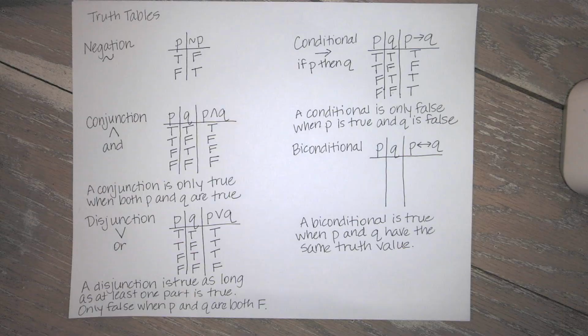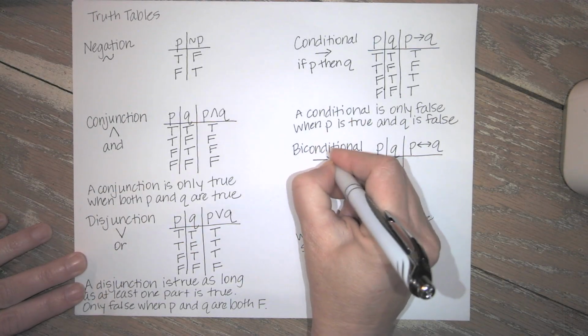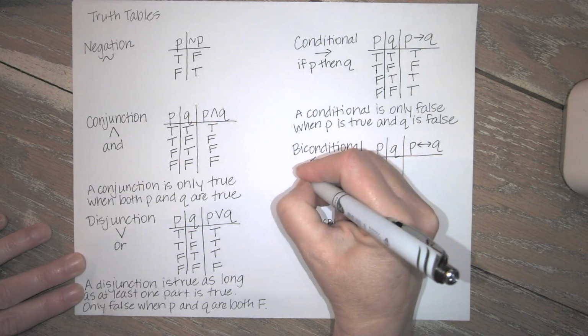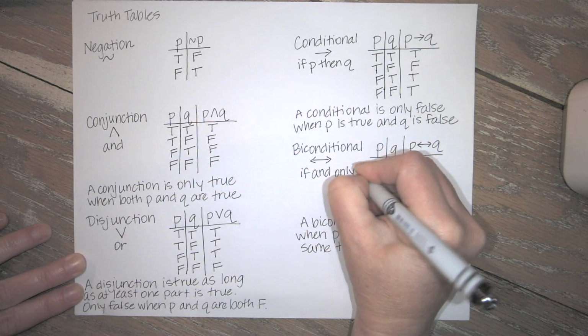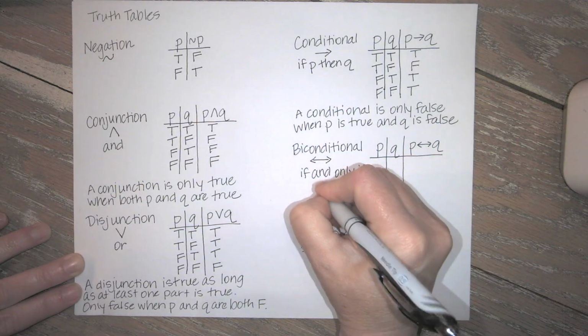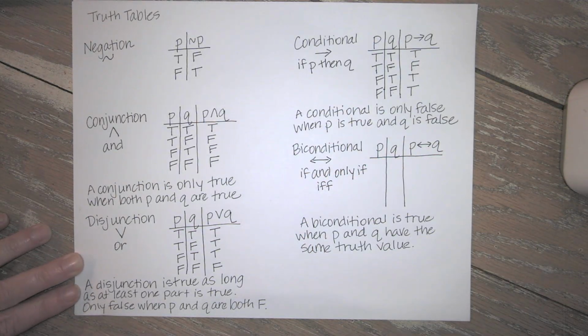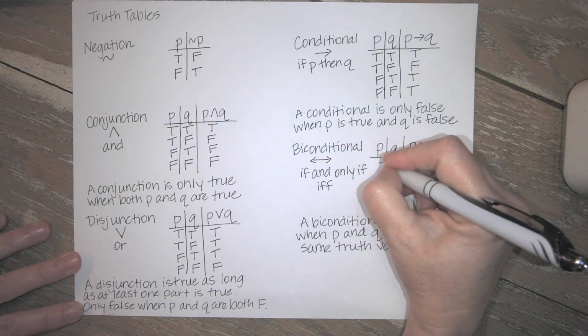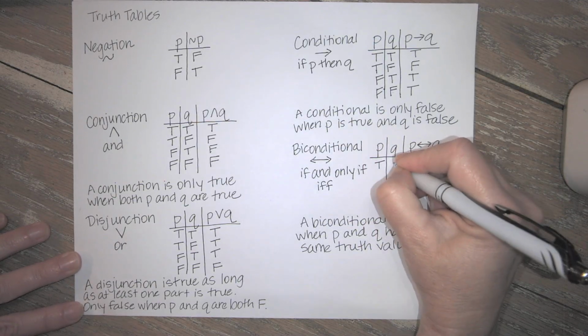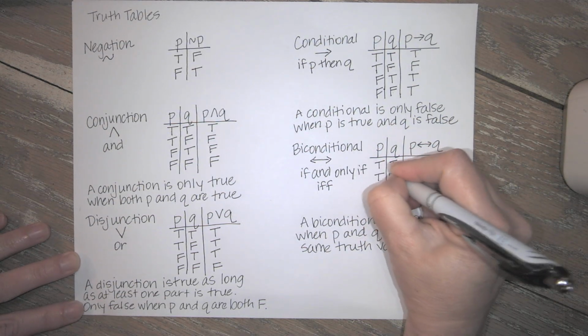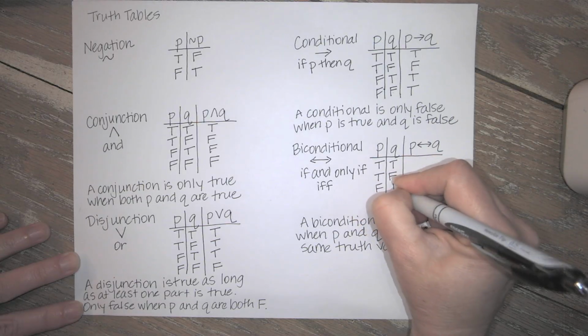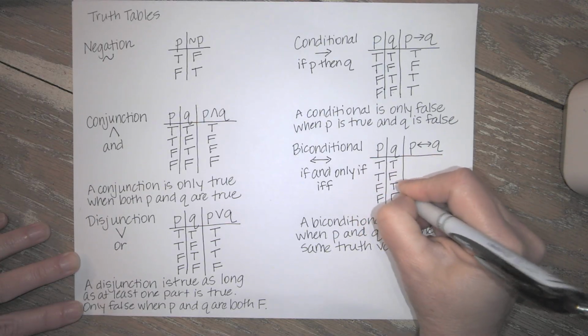All right, and then the last type that we're going to look at is the biconditional. The biconditional symbol is the double arrow. This is if and only if. So P, if and only if Q. You can abbreviate if and only if to IFF, just to save you some writing time. You have the same four possibilities for truth values for P and Q: true, true, true, false, false, true, and false, false.